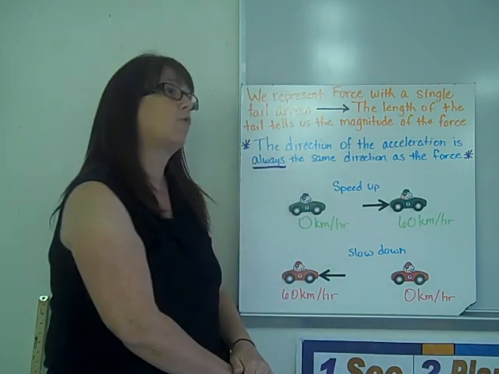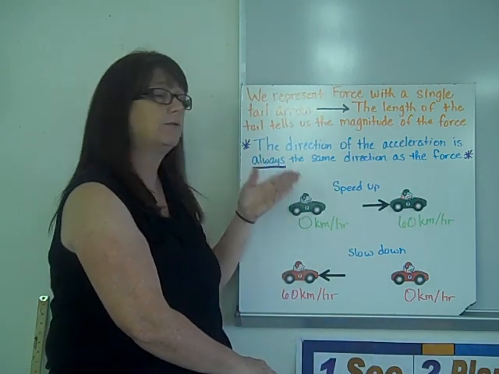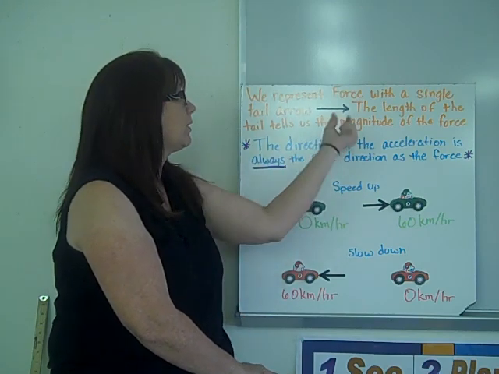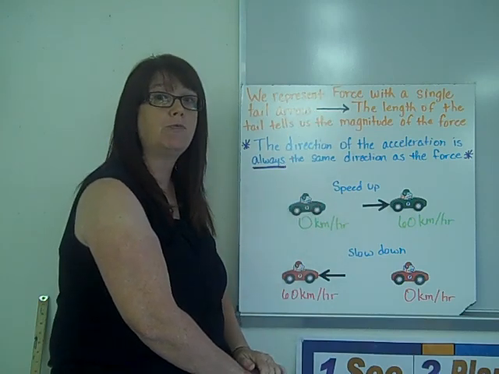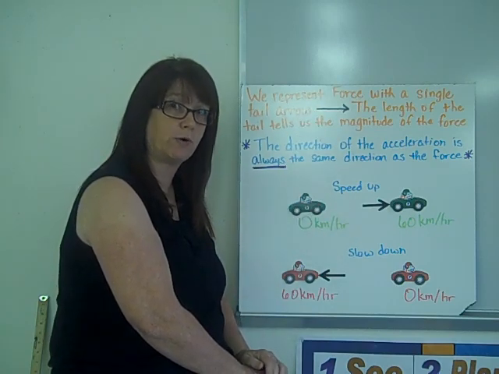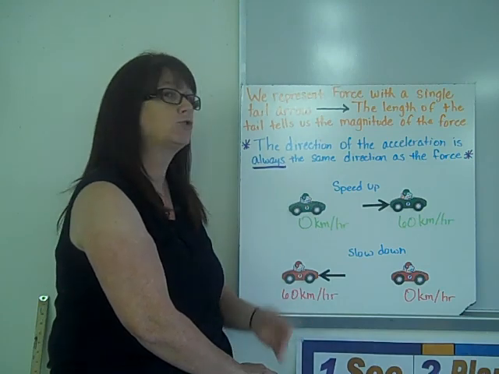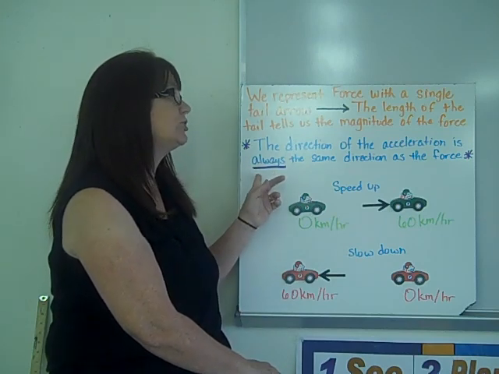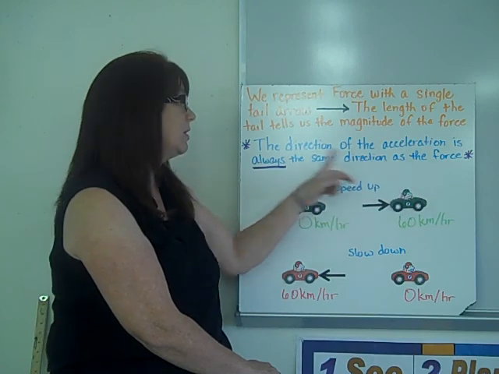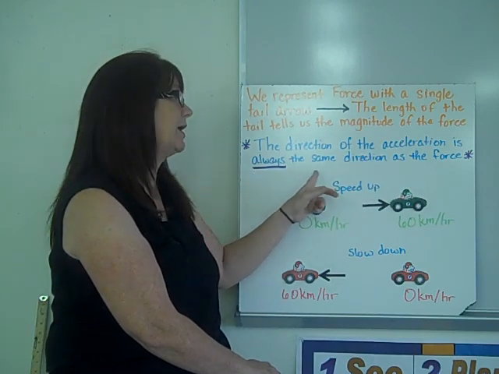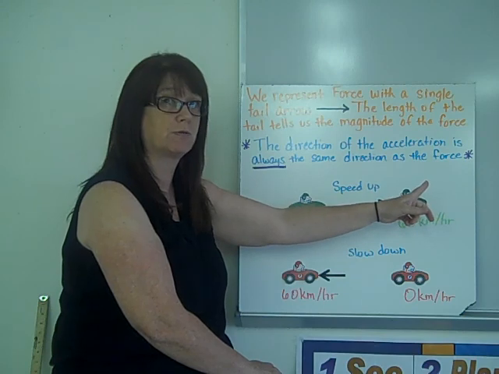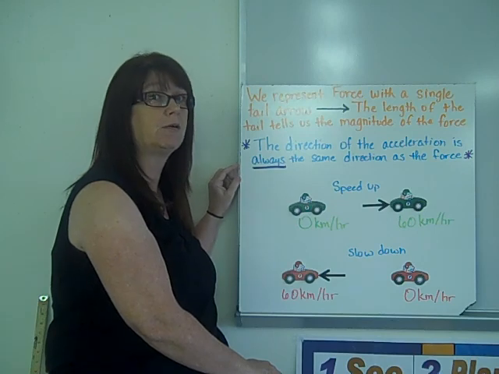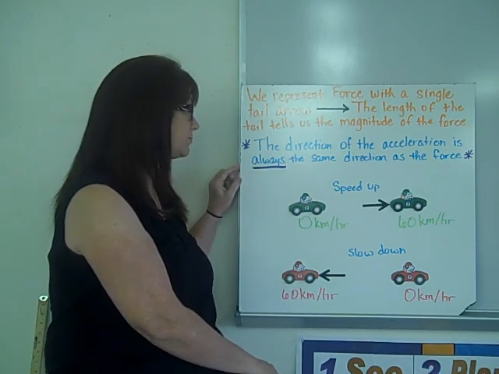When we talk about force in class, we're going to represent force on paper by using a single-tailed arrow. The length of the tail will tell you the magnitude or strength of the force. And the arrow will show you the direction that the force is being applied. So the direction of the acceleration is always the same direction as the force. This is a key statement. Make sure you've noted this statement clearly in your notes, and if you need to, highlight it.